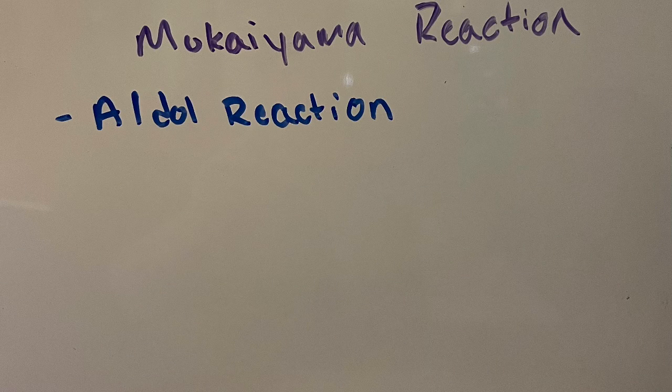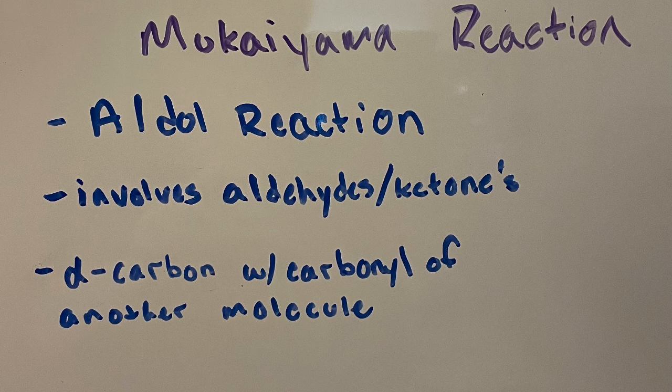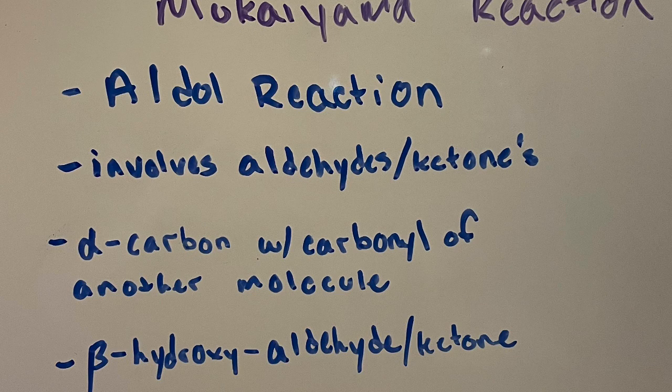This is my presentation on the Mukaiyama-Aldol reaction. To begin with, I'll start with a discussion about a general Aldol reaction. An Aldol reaction involves an aldehyde or a ketone reacting at the alpha carbon with the carbonyl of another molecule to form a beta-hydroxy aldehyde or ketone. In other words, the reaction forms a beta-hydroxy carbonyl compound from two carbonyl compounds by making a carbon-carbon bond.